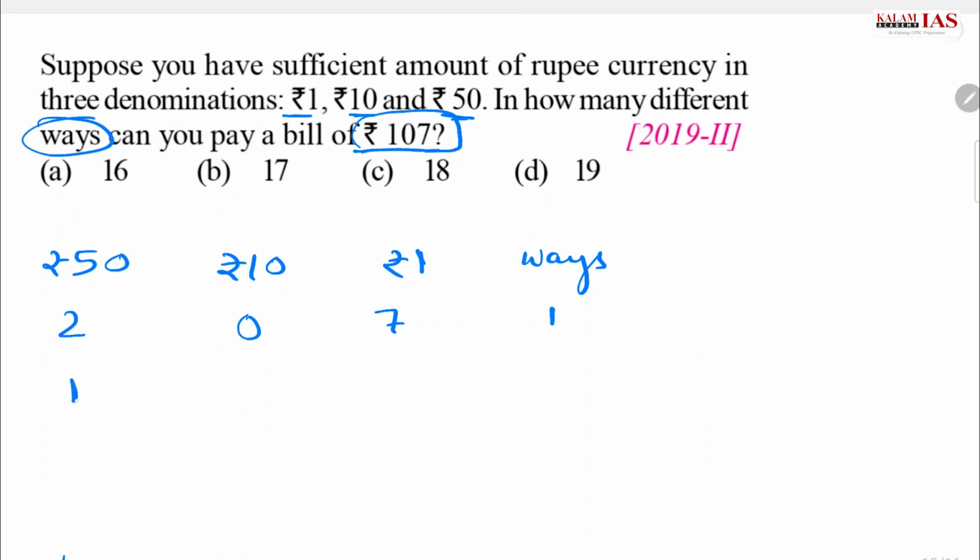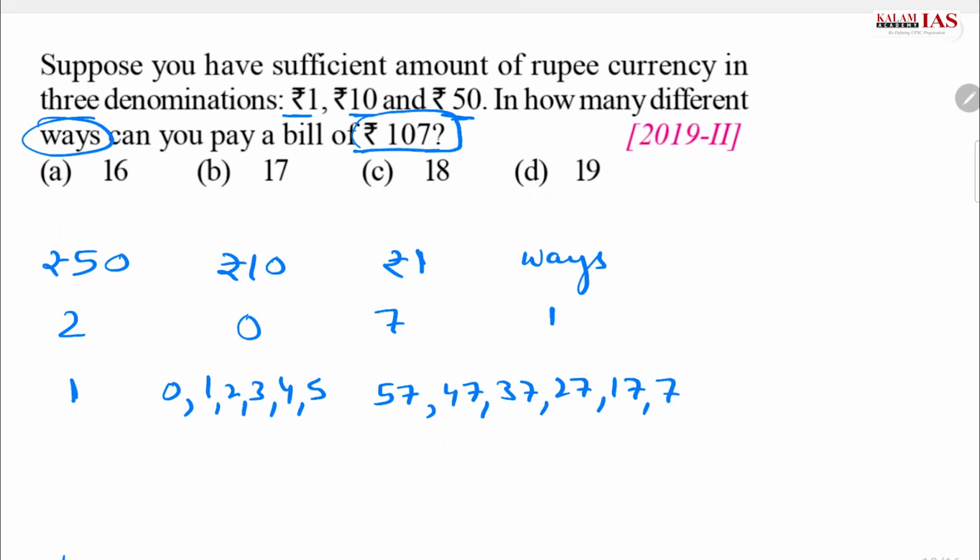If we take 1 rupee 50 note, then we can take 10 rupee notes from 0. We can take 1 note, 2 notes, 3, 4 and 5 notes till we reach the summation of 100. And depending on that we can take rupee 1 notes in the reverse order. If we are taking 0 notes of rupee 10, we can take 57 notes of rupee 1, then 47 notes, then 37, 27, 17 and 7.